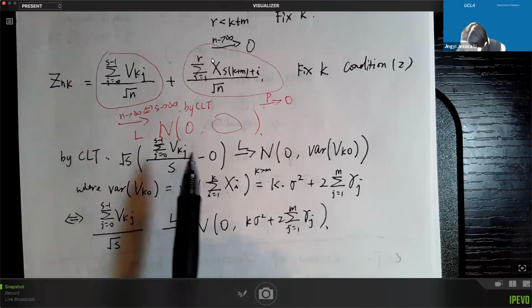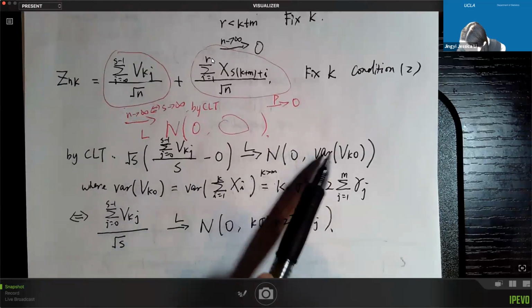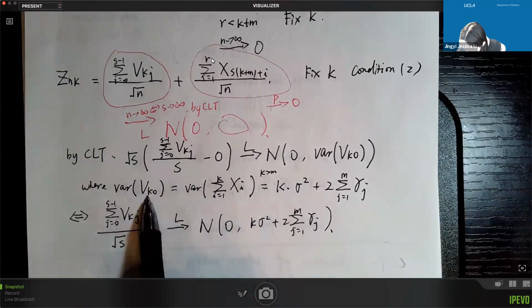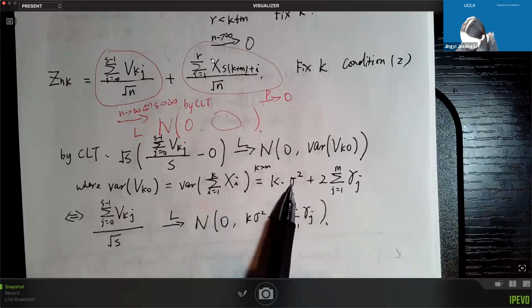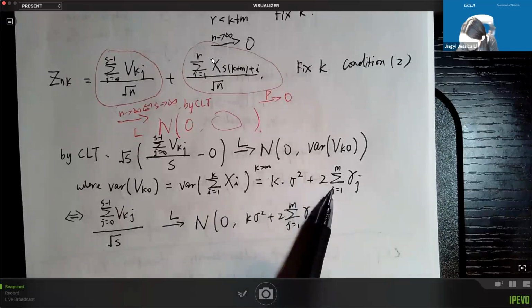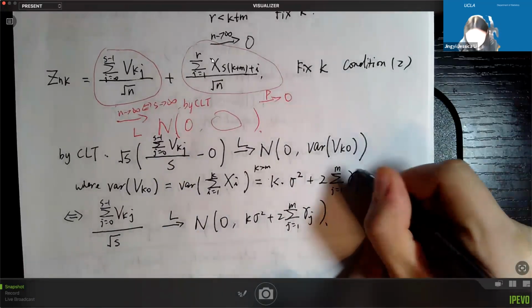Right, so each term is a partial sum. So the variance is about the partial sum, right? The variance should be k of them, and sigma squared, and this. Oh, I think I might have missed something here. I think this term is not right.